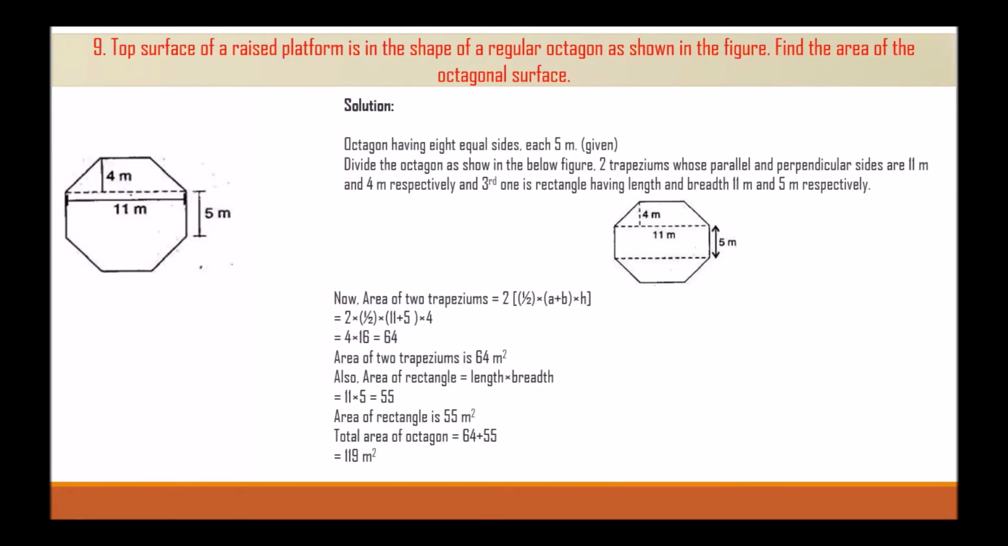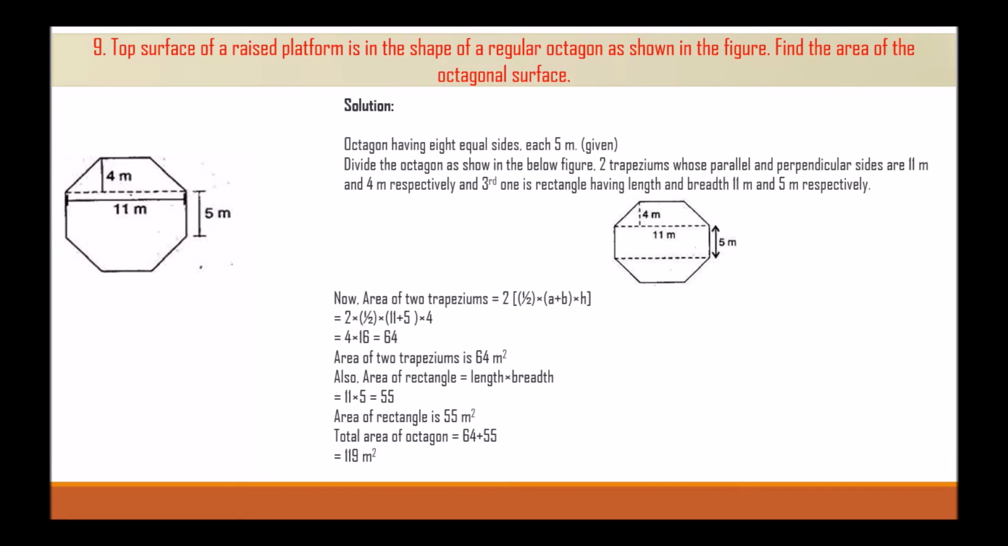Ninth question. Top surface of a raised platform is in the shape of a regular octagon as shown in the figure. Find the area of the octagonal surface. So octagon having 8 equal sides, each 5 meter given. Divide the octagon as shown in the below figure. Two trapeziums whose parallel and perpendicular sides are 11 meter and 4 meter respectively. And third one is rectangle having length and breadth 11 meter and 5 meter respectively.